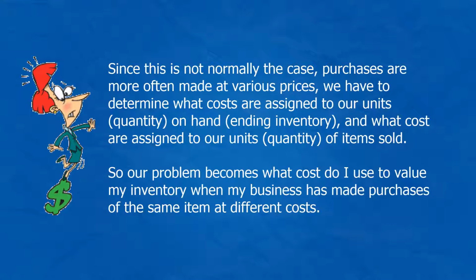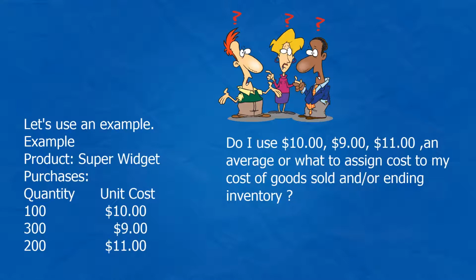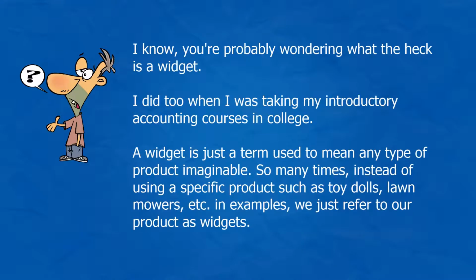So our problem becomes, what cost do I use to value my inventory when my business has made purchases of the same item at different costs? Let's use an example. Product, super widget. Purchases, quantity, unit cost: 100 at $10, 300 at $9, 200 at $11. Do I use $10, $9, $11, an average, or what to assign cost to my cost of goods sold and/or ending inventory? I know, you're probably wondering what the heck is a widget.